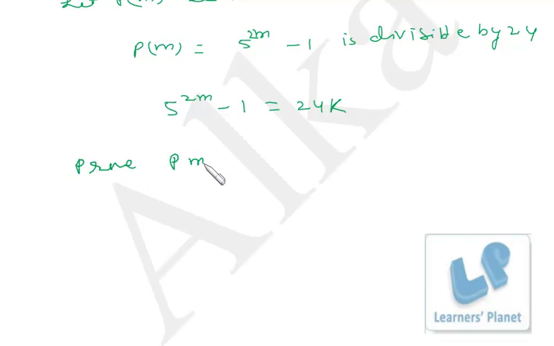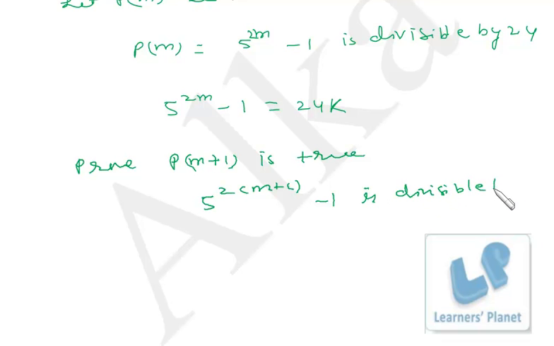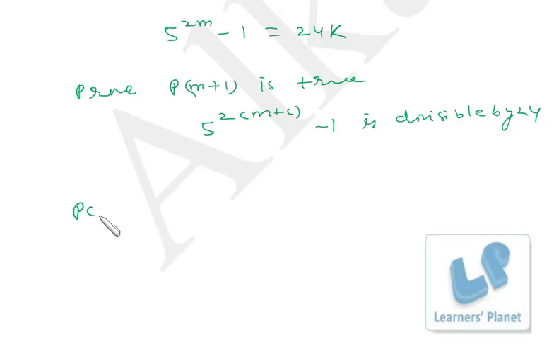Prove P(m+1) is true. For that we have to show that 5 raised to 2m+1 minus 1 is divisible by 24. Okay, that we have to prove. So I just write down P(m+1) is equal to 5 raised to 2m+1 minus 1.